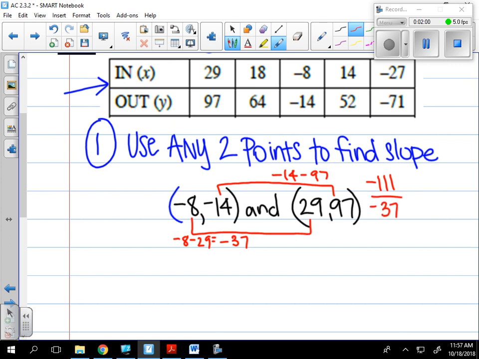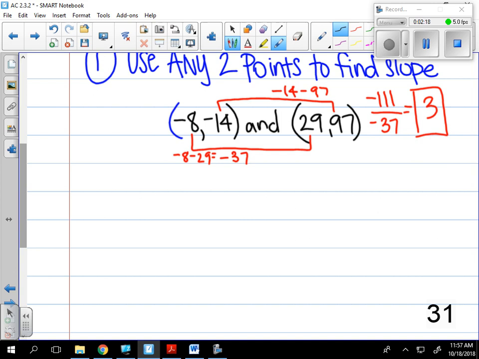So remember that slope is just a division problem. So -111 divided by -37 is 3, which is a lot nicer number than that ugly fraction. So now I have my slope, which is actually half of your equation. Okay, so the second step that you're going to do is use any point and the slope to find the y-intercept.